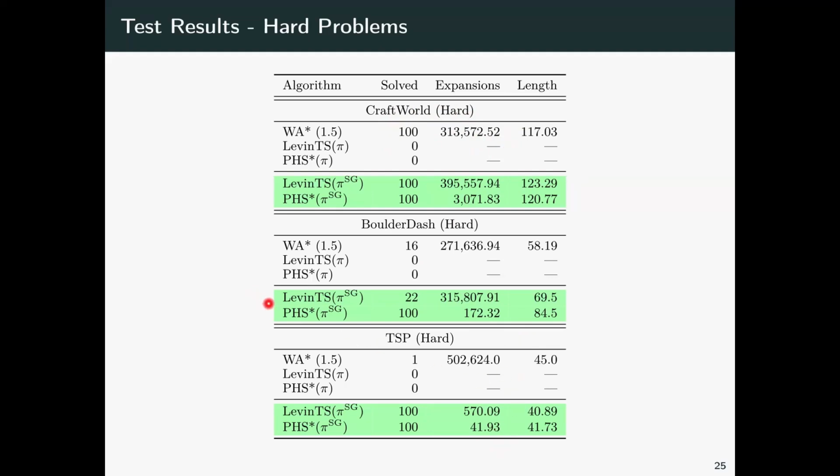Levin tree search with our method also doesn't work great a lot of the time, and that could just be because some of these environments benefit greatly when you have a heuristic versus when you don't. That's not always the case, though; sometimes Levin tree search is a bit better than PHS. It's sort of environment dependent, but at least with PHS using our problem formulation, it does very well in all of these.